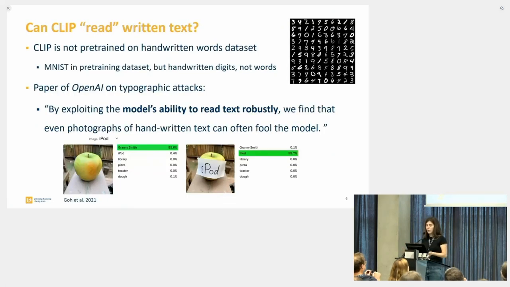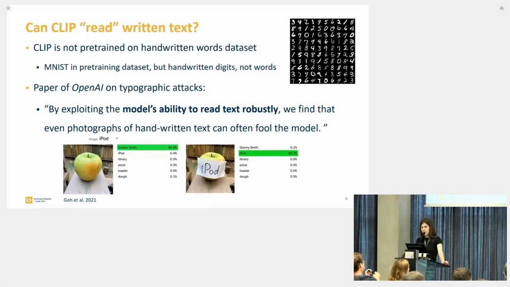So if I want to do this, the question arises, can CLIP actually read text? CLIP is, as I said before, not pre-trained on a data set specifically meant as handwritten data. It has seen MNIST, which contains handwritten digits, but not handwritten words. However, OpenAI, the company behind CLIP, already hinted at CLIP's ability to read text when they wrote a paper on typographic attacks. And I'll be reading from the slide to make sure I have it right. They said that by exploiting the model's ability to read text robustly, we find that even photographs of handwritten text can often fool the model.